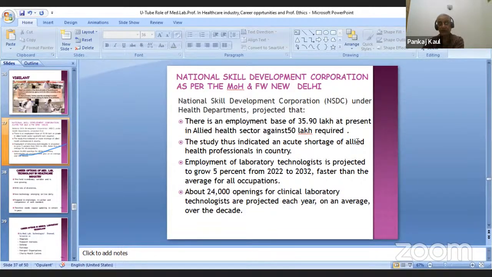Employment of laboratory technologists is projected to grow 5% from 2022 to 2032. It is faster than the average for all occupations which exist at present. About 24,000 openings for clinical laboratory technologists are projected each year on an average over the decade.